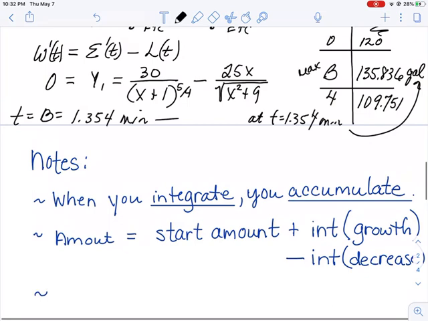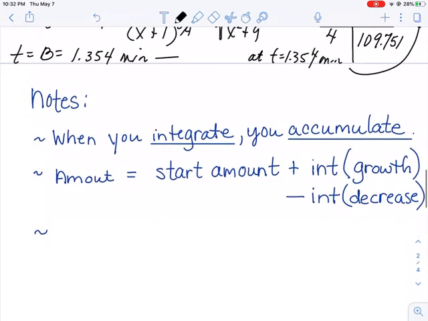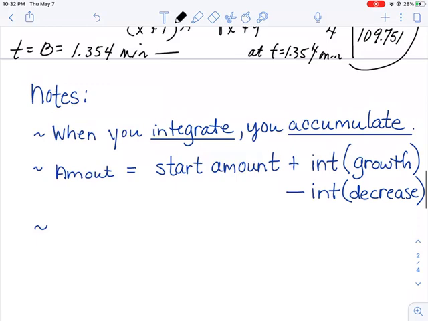A couple things to remember before I close out. When you integrate, you accumulate. So think about that as you move from left to right, you're accumulating area. Just kind of a rhyming little thing you can remember. And then, the amount that you have is always a start amount plus an integral growth minus an integral decrease when you're talking about rates in and rates out.